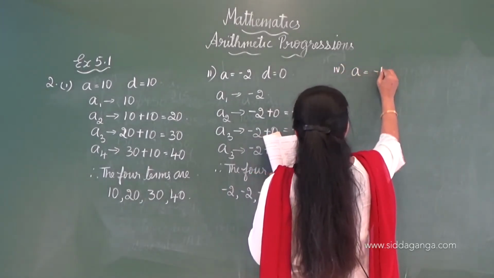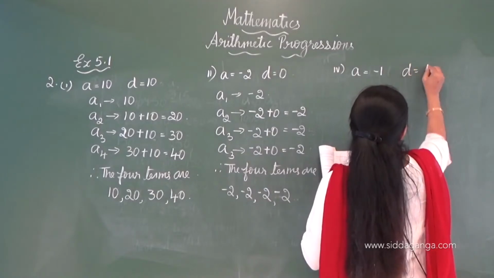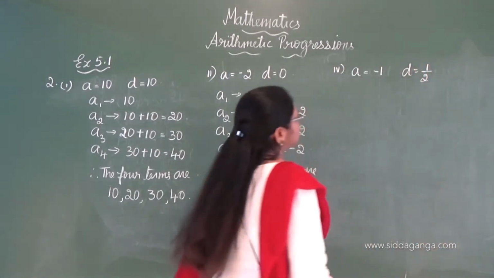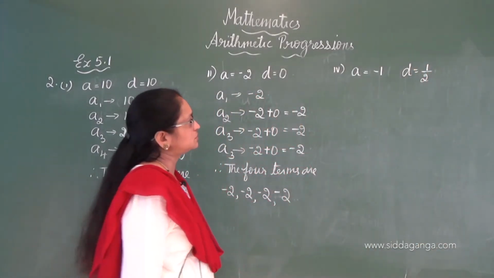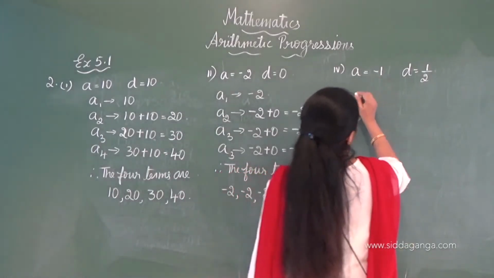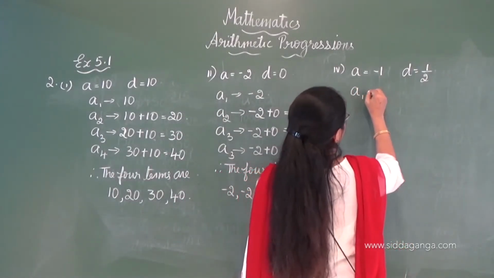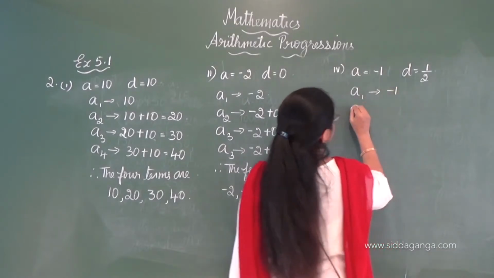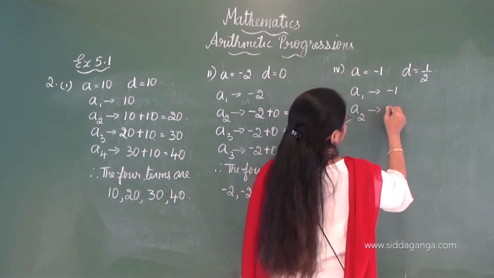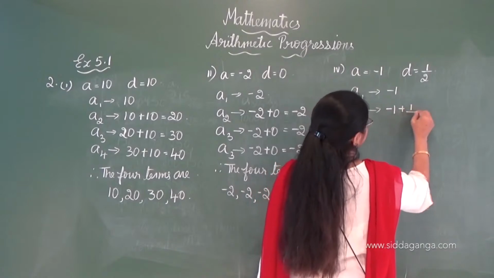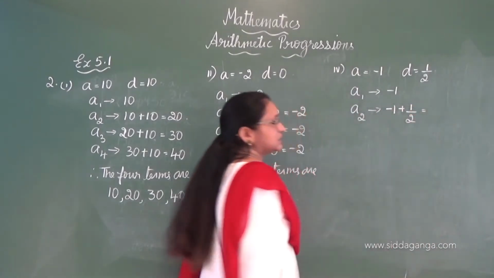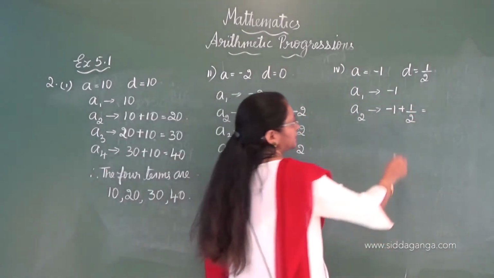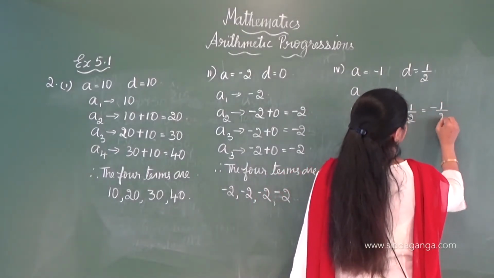A is equal to minus 1 and D is equal to half. Now you all know the first term A1 is minus 1, and for A2 what you have to do? Minus 1 plus half. It gives you minus half.